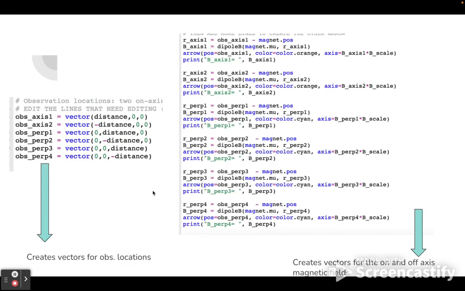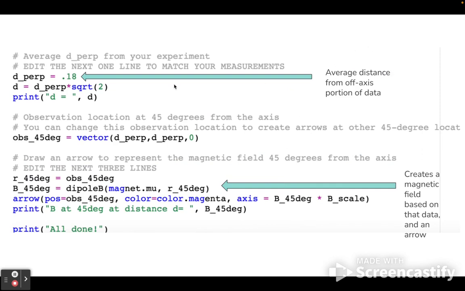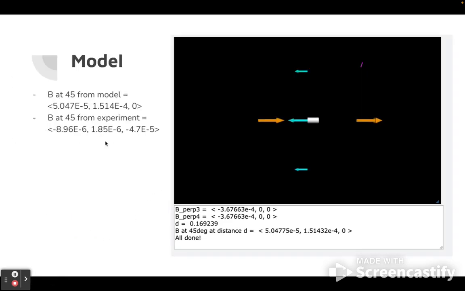Then we had to set up a bunch of vectors. So first we created the vectors for the observation locations here, and then we created vectors for the on and off axis magnetic fields. First two are on axis, the rest are not. Then we plug in d perp from the off axis slide, and then we created a magnetic field based on that data and an arrow to represent it. And this is the model it creates. So these are the arrows, and this is the magnet.